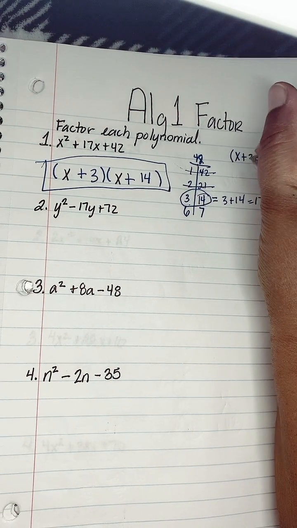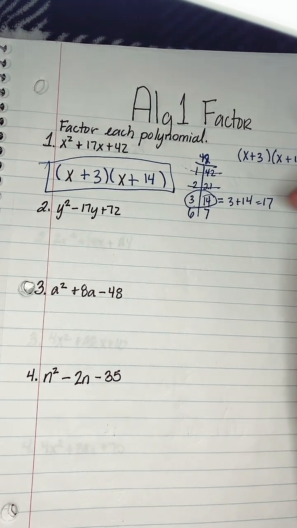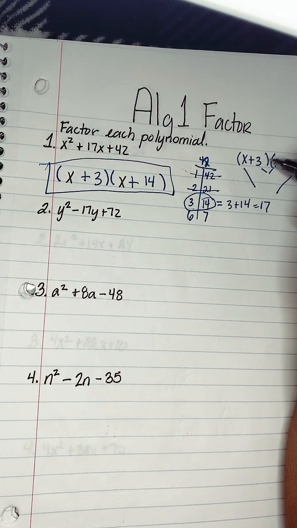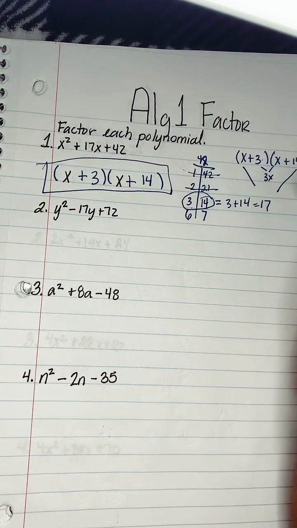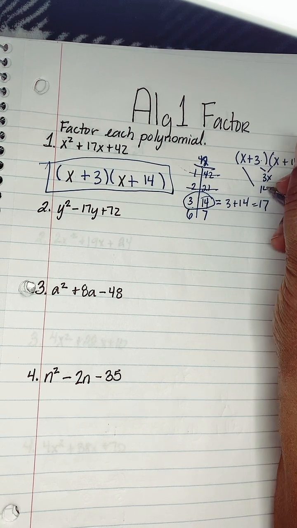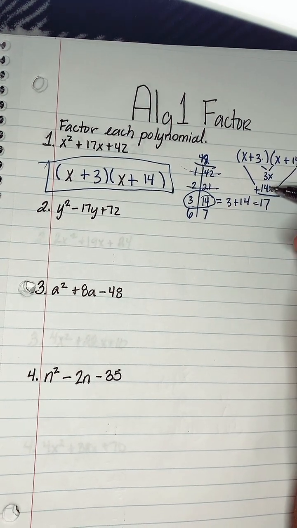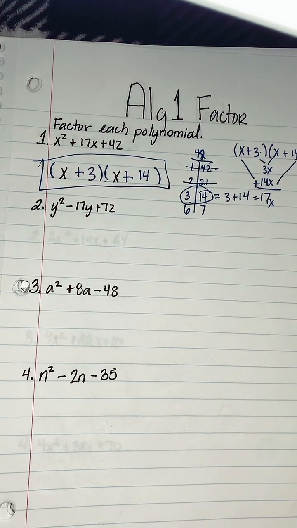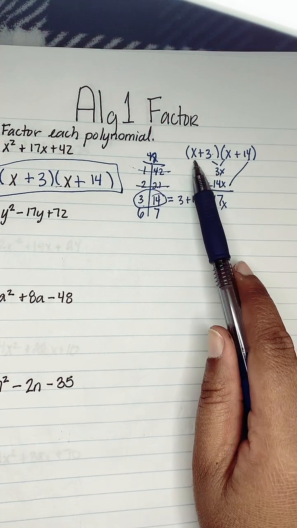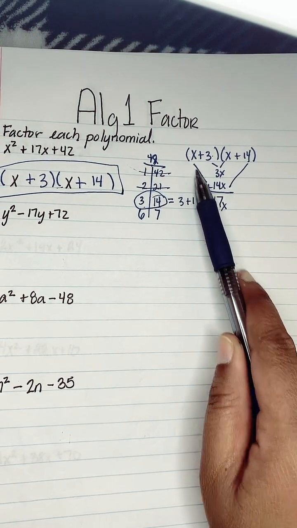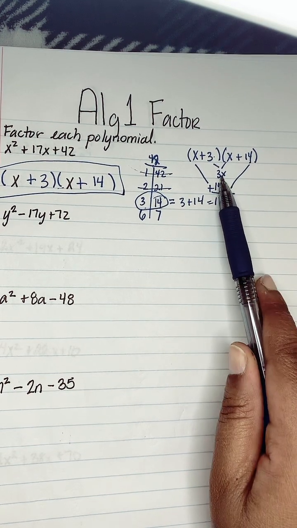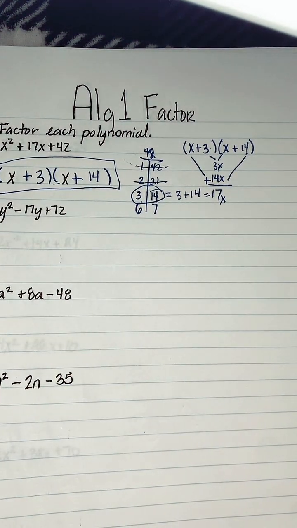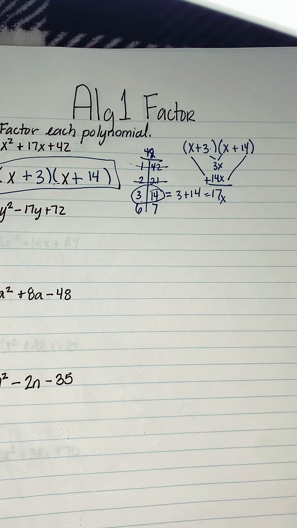Let's say we have x plus 3, x plus 14. How you check to see if you got the 17x is you check your outer and you check your inner. 3 times x gives us 3x and 14 times x gets us 14x. We add those, so we get 17x. That's how you get the middle term to check to see if it works.